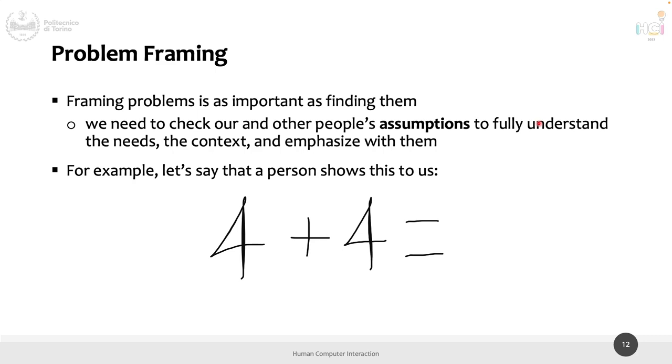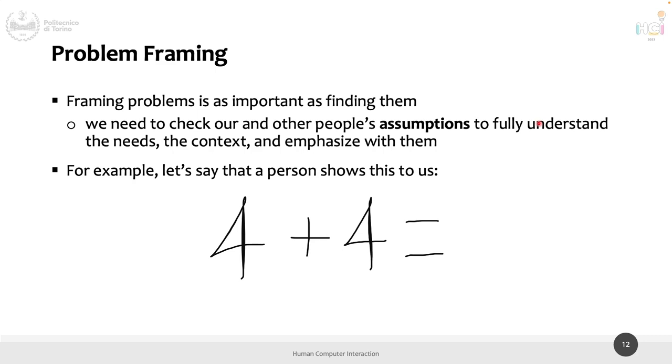Many of you, or all of you, are engineers, and engineers are typically known to be good at problem solving. This instead is problem framing, the step before. We need to check our and other people's assumptions on things to fully understand the need and the context before proceeding. Otherwise, we are inserting our own perspective into what we are going to discover. So let's do this example.